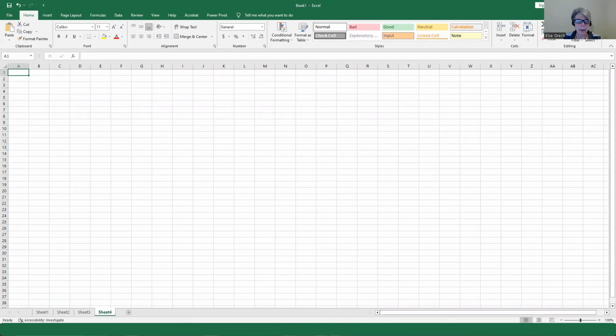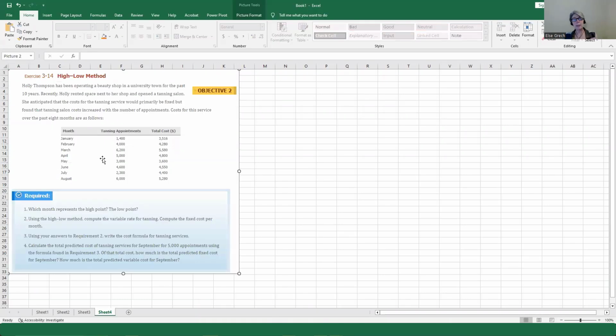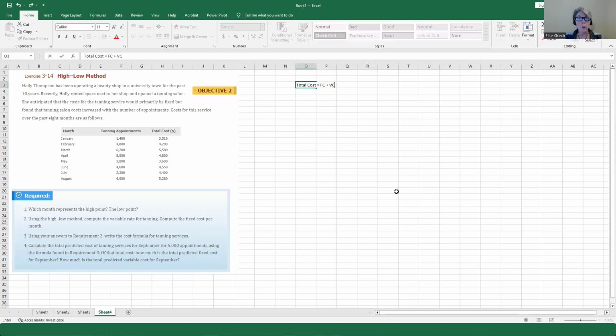Let's move on to 3-14. Please don't forget that you need to know how to work the high-low method. We know the total cost formula. Total cost is equal to the fixed costs plus the variable cost per unit multiplied by the number of units, by the activity. I've put activity. That's the one we've already used.